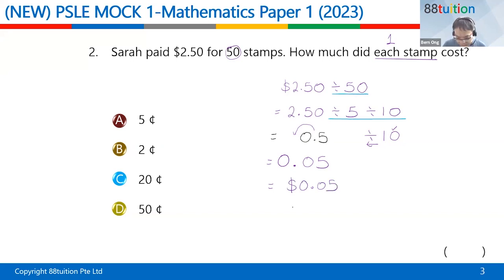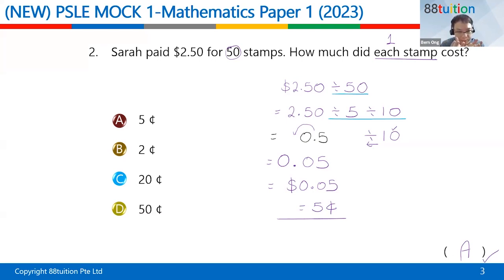Hey, sure. Isn't this 5 cents? Yeah lah. Okay? So again, you can slowly break it down. Right? You don't stress too much. Slowly break it down. Like 50 can be broken down into 5 and 10. Divide by 5, divide by 10, you slowly work your way.